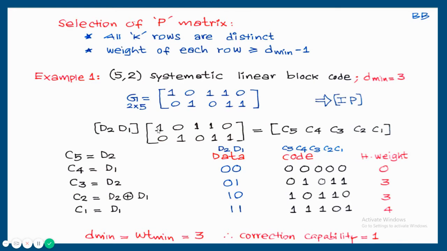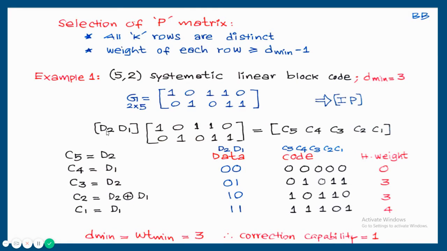Multiplication: D2 into 1 XOR D1 into 0. That is only D2. That is why it's written here C5 is equal to D2. A row multiplied with a column will give the output. So this row multiplied by the first column gives the first bit, and this row multiplied by the second column gives the second bit. Like this, there are 5 columns and we will get 5 bits at the output side. All those 5 bit equations I am writing here. C5 is equal to D2.